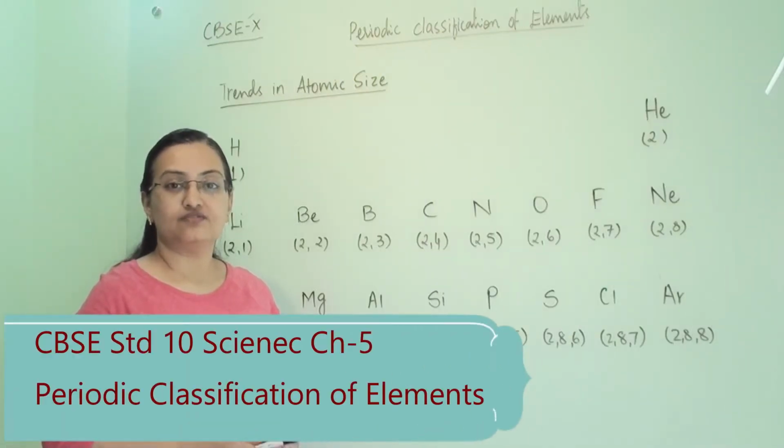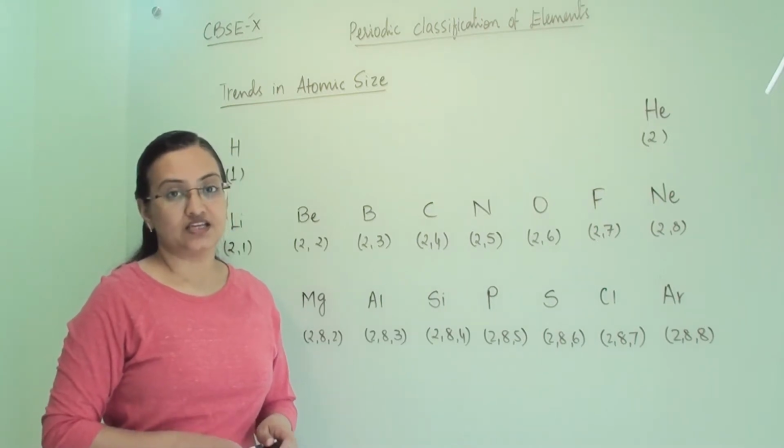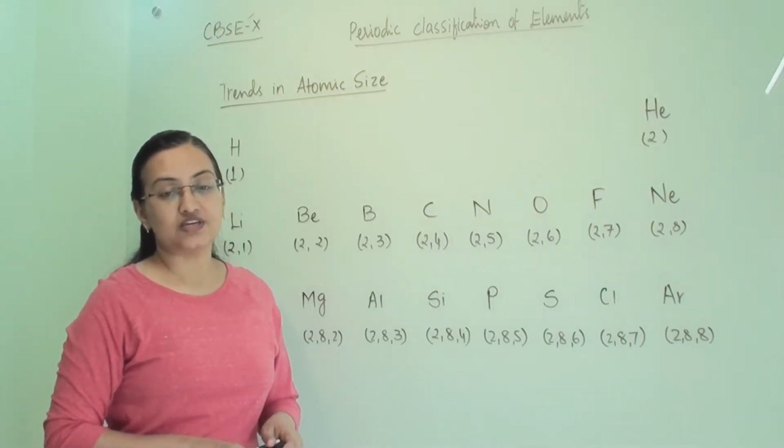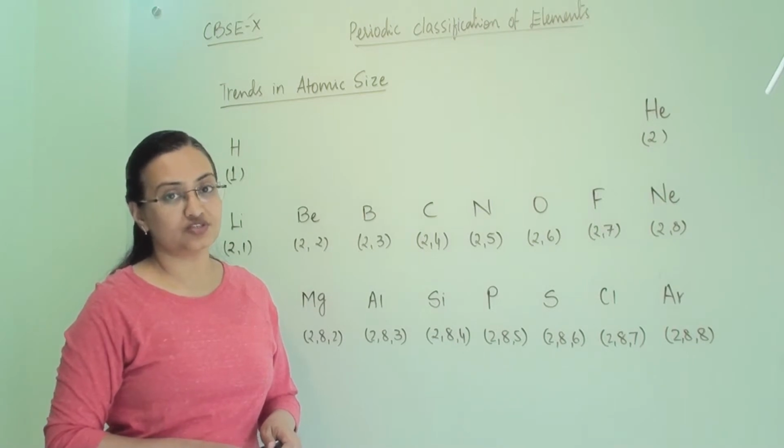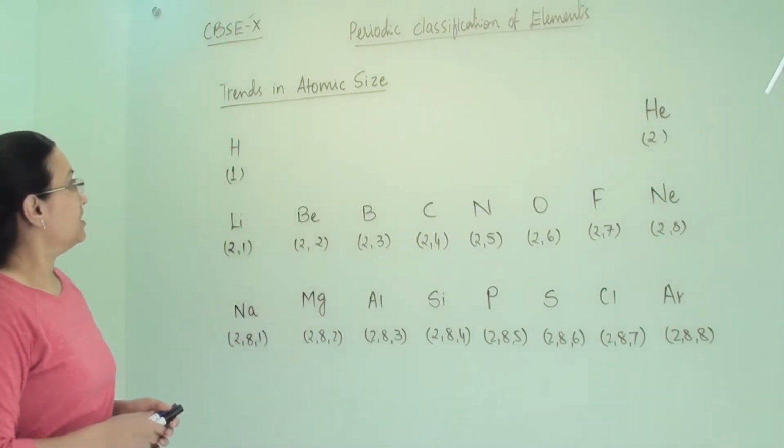Welcome to Learn Yourself. Today we are going to study about periodic trends in atomic size. This topic is under the CBSE Standard 10 syllabus from the 5th chapter, Periodic Classification of Elements.